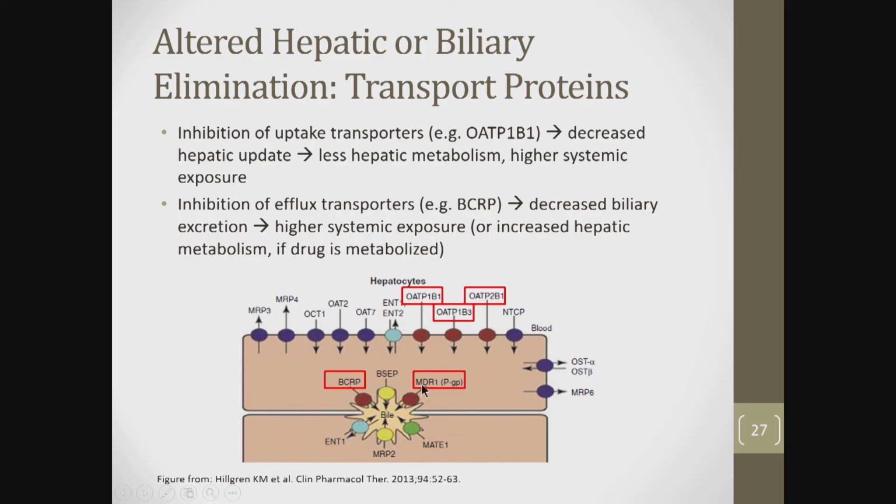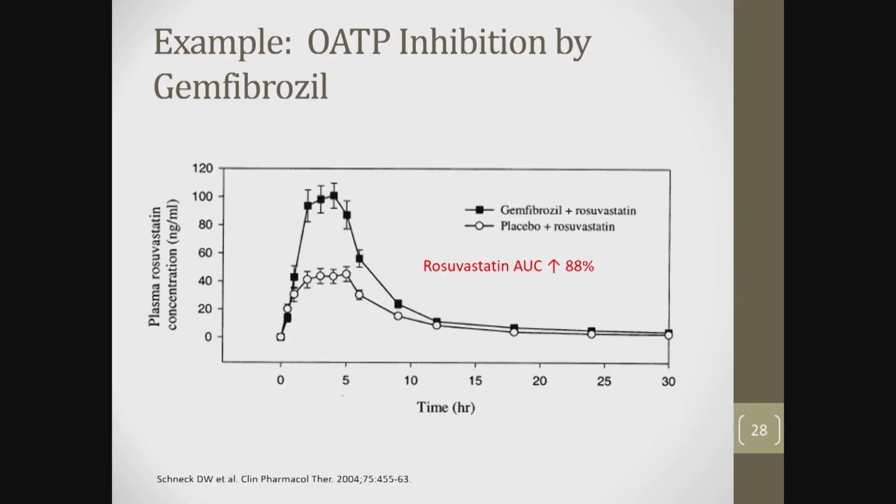There's also efflux proteins that push drug from the hepatocyte out into bile. These include, again, P-glycoprotein and BCRP. And if you inhibit these, you're going to have decreased biliary excretion. You may get higher systemic exposure, or you might just get greater hepatic metabolism if the drug is metabolized extensively in the liver. So this is an example of gemfibrozil and rosuvastatin. Again, rosuvastatin is a substrate for OATP uptake transporters in the liver, and gemfibrozil is an inhibitor. In this example, we see an 88% increase in exposure of rosuvastatin with gemfibrozil.